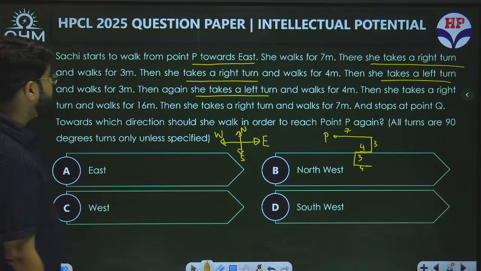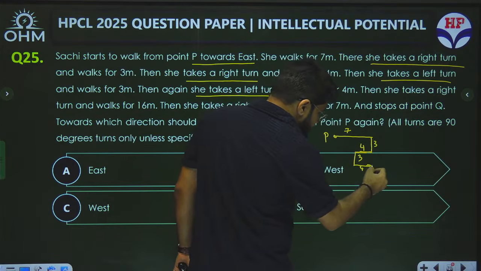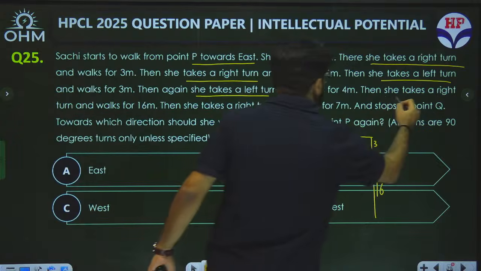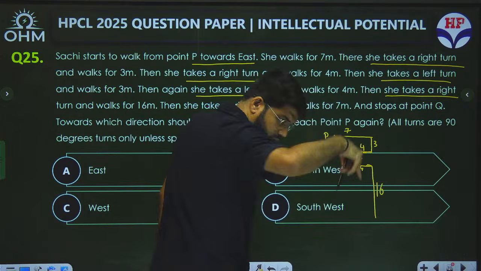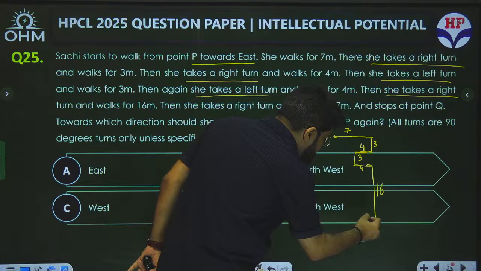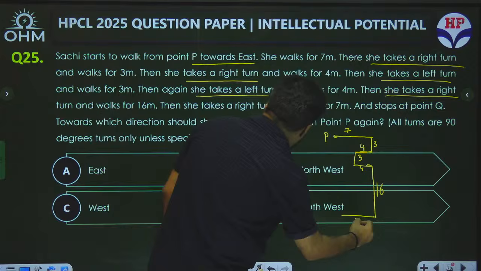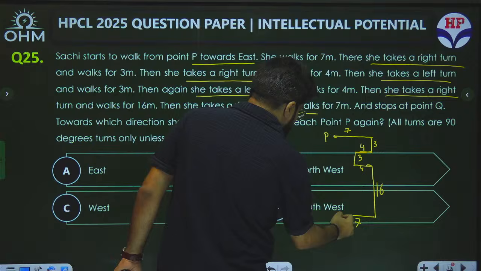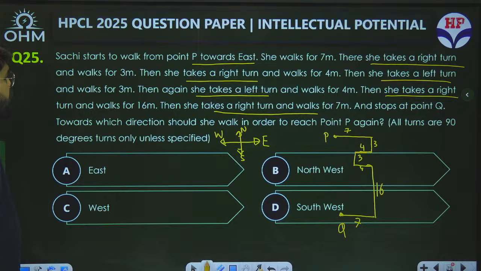Then she again takes a right turn and walks for 16. From here, right will be downside, towards south. She walks for 16. Then she takes a right turn again and walks for 7. Going down, this will be the right hand. She again takes a right turn and walks for 7, and she stops at the point Q. Towards which direction should she walk in order to reach the point P again?